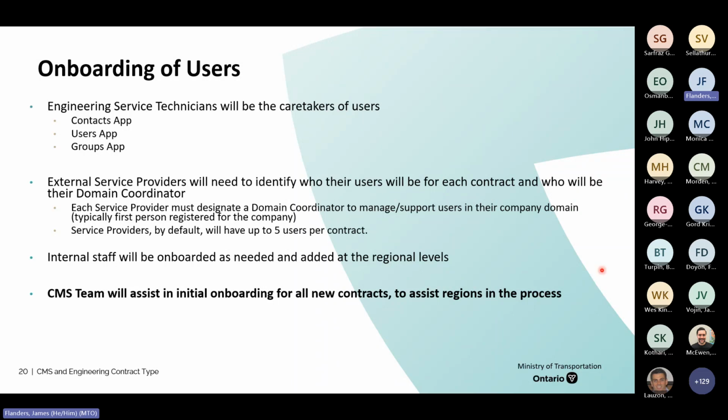Internal staff, we will onboard as needed, and they are added at the regional level as opposed to the project levels. By adding at the regional level, you're able to access all projects so that you can be somebody's delegation of authority if necessary. Our CMS team will assist with initial onboarding for all new contracts and assist the regions in the process just as we are getting started, as we understand it is a new system.